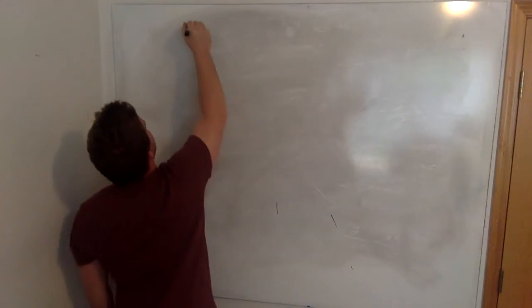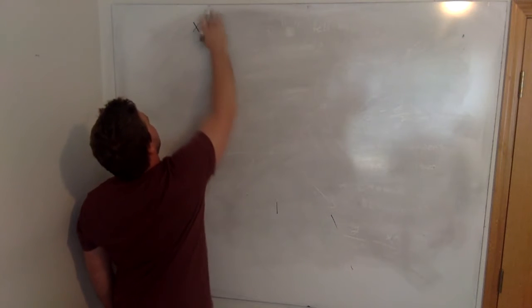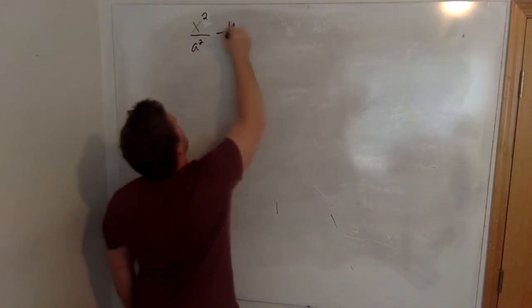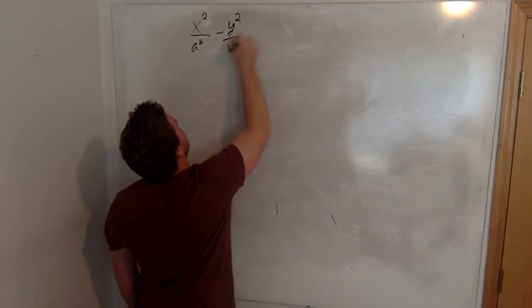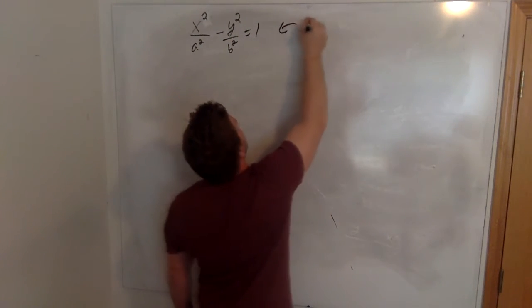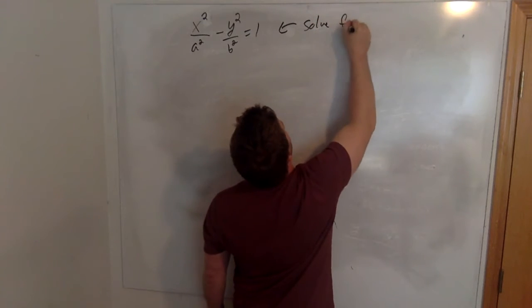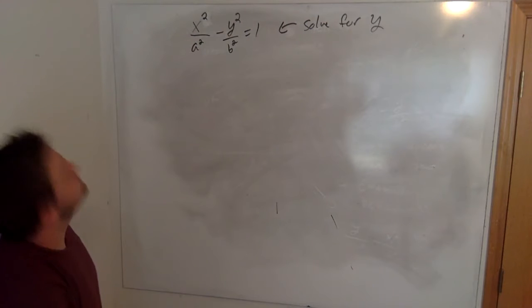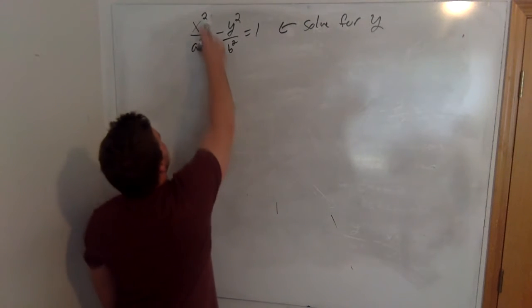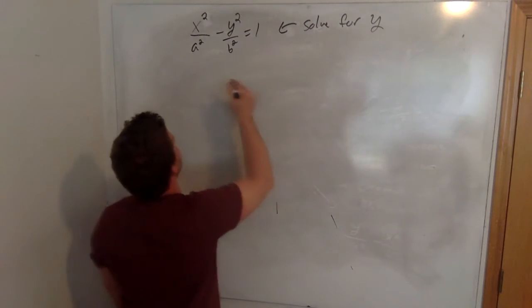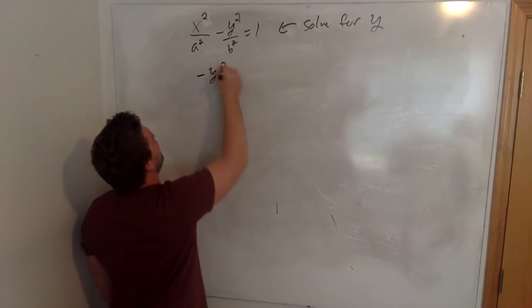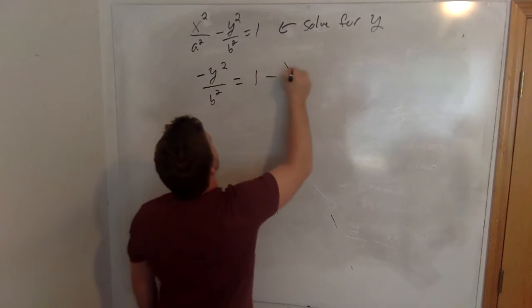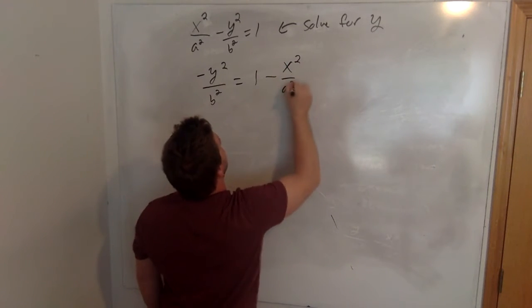Okay, so we have x squared over a squared minus y squared over b squared equaling 1. We're going to solve for y. How could we solve for y here? Well, how about we subtract x squared over a squared from both sides? So we get a negative y squared over b squared equal to 1 minus x squared over a squared.